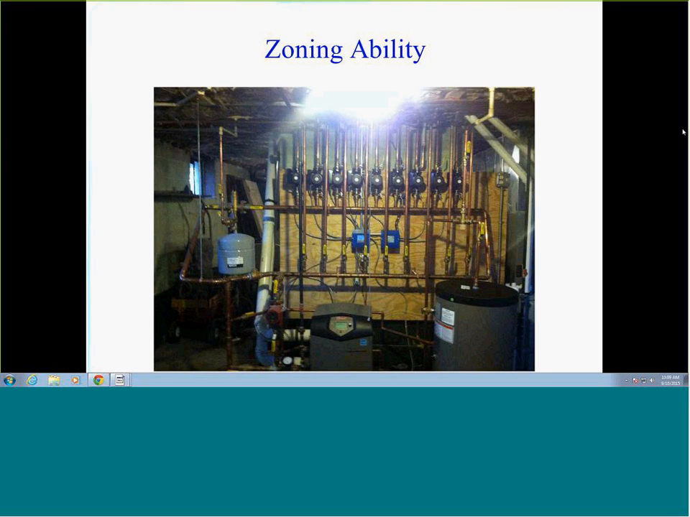This is an example of zoning. There are actually 9 zone pumps in this installation, and each one of those pumps takes care of a different part of the house. Gives us a lot of flexibility into how we can heat the house.